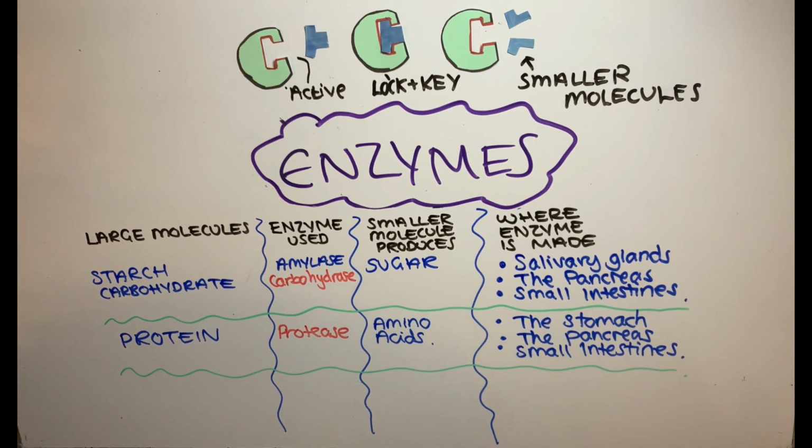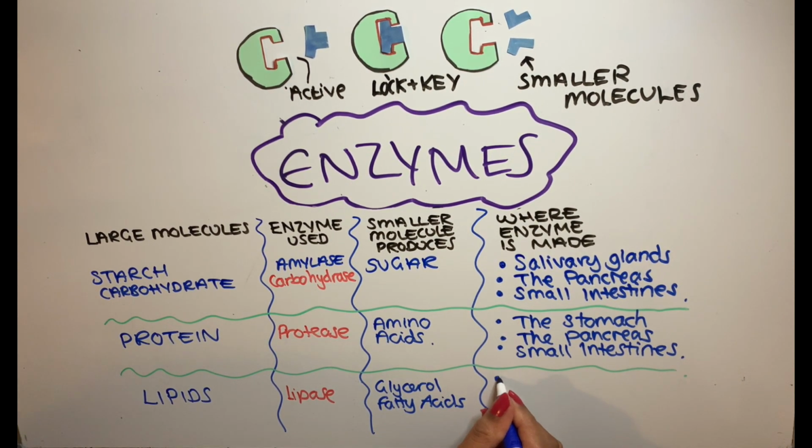The third large molecule that we will consider now will then be lipids. And lipids are just fats or oils. And I always remember that, because if you think of liposuction, you're thinking of having fat removed. So lipids, liposuction, so lipids are fats or oils. Now, the actual enzyme that breaks down lipids is called lipase. And lipase will break down the lipids into glycerol and fatty acids. And lipase is produced in the pancreas as well as the small intestines.